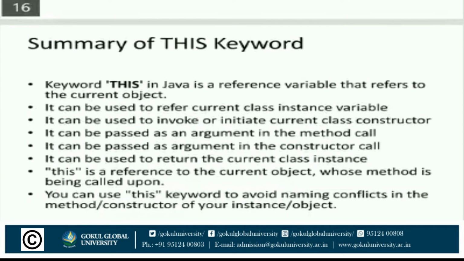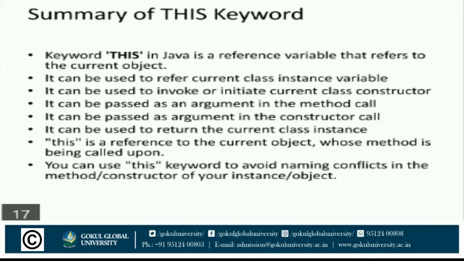Now summary of this keyword. Here we list the summaries of this keyword. Keyword this in Java is a reference variable that refers to the current object. This keyword can be used to refer to the current class instance variable. It can be used to invoke or initiate the current class constructor. This keyword can be passed as an argument in the method call. This keyword can be passed as an argument in the constructor call. This keyword can be used to return the current class instance.